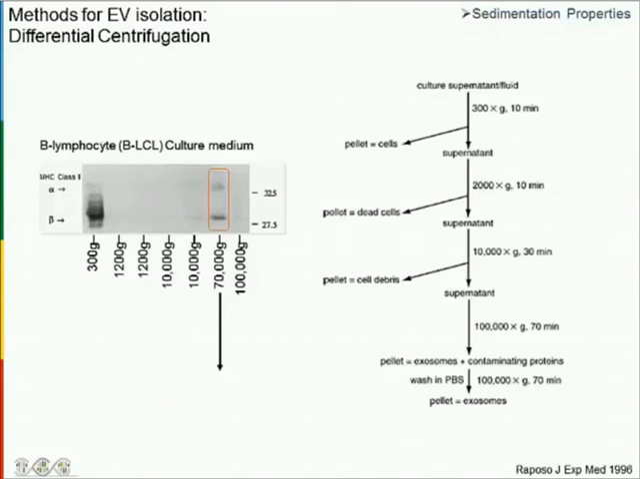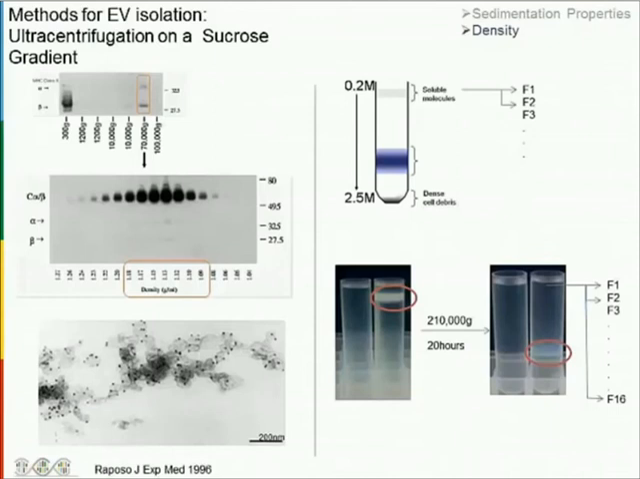But Raposo and her colleagues weren't satisfied with that, so they took that 70,000 G pellet and overlaid it on a continuous gradient of sucrose, and they spun those tubes really hard. Somewhere along the sucrose, MHC class II was found to float at a range of densities. When she looked by electron microscopy at those fractions, they contained these tiny classical exosome-like vesicles, staining very heavily for MHC class II. So this is the principle of isolating vesicles based on their flotation characteristics.